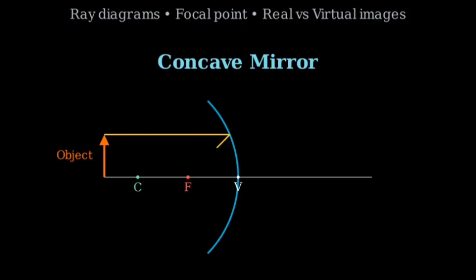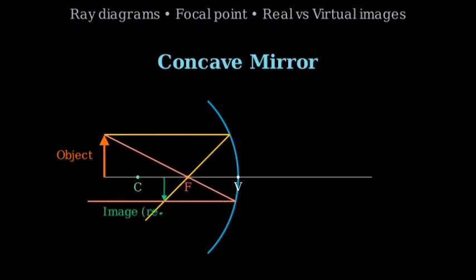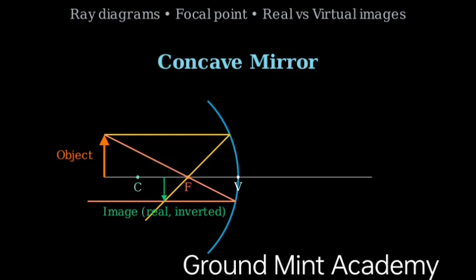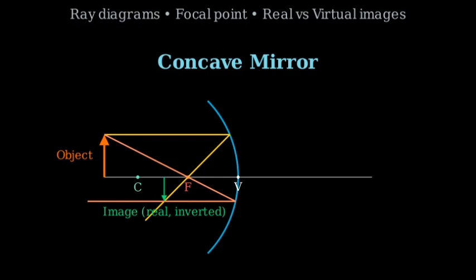Ray 1 leaves the top of the object and travels parallel to the axis, hits the mirror, and reflects through the focal point. Ray 2 leaves the top of the object aimed at the focal point, hits the mirror, and reflects back parallel to the axis.